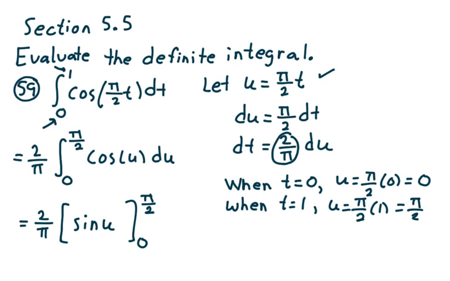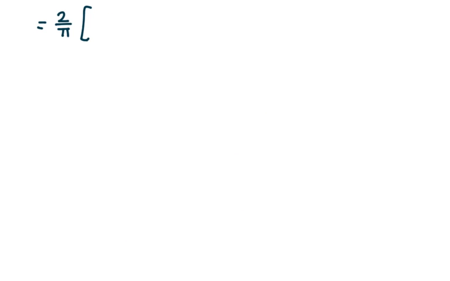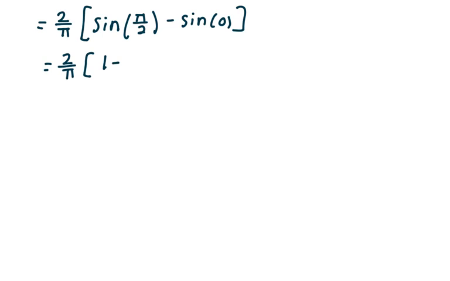So this is 2 over pi times, I'm going to replace u with pi over 2, and I'm going to replace u with 0, and I'm going to subtract those results. So I'm going to get sine of pi over 2 minus sine of 0, but this is 2 over pi times 1 minus 0. So the answer to problem 59 is 2 over pi.